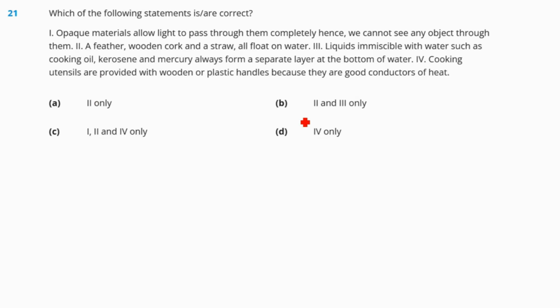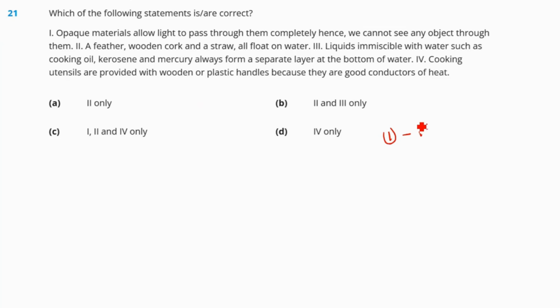Question number 21. Which of the following statements is or are correct? So the first statement says opaque materials allow light to pass through them completely, hence we cannot see any object through them. False. So first one is false because an opaque object does not allow any light to pass through it.